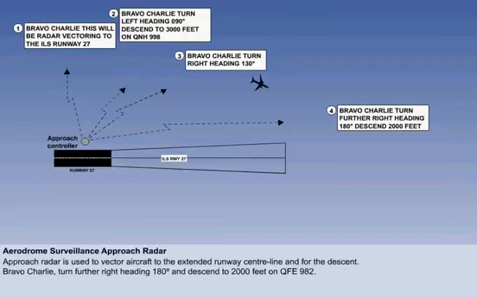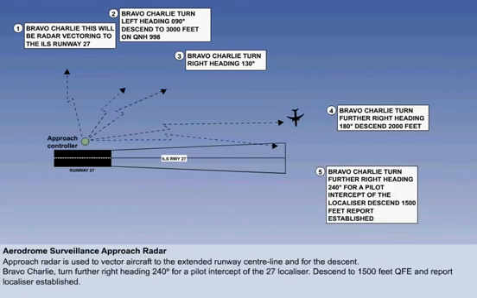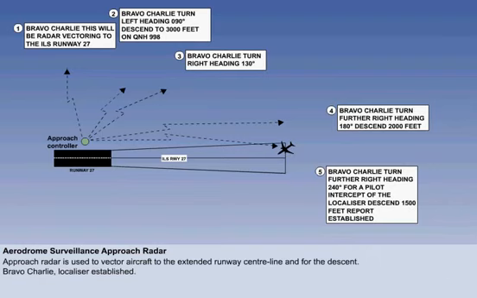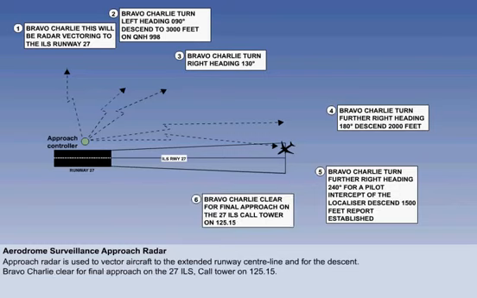Bravo Charlie, turn further right, heading 180 degrees, and descend to 2,000 feet on QFE 982. Bravo Charlie, turn further right, heading 240 degrees, for a pilot intercept of the 27 localizer. Descend to 1,500 feet QFE and report localizer established. Bravo Charlie, localizer established. Bravo Charlie, clear for final approach on the 27 ILS. Call tower on 125.15.